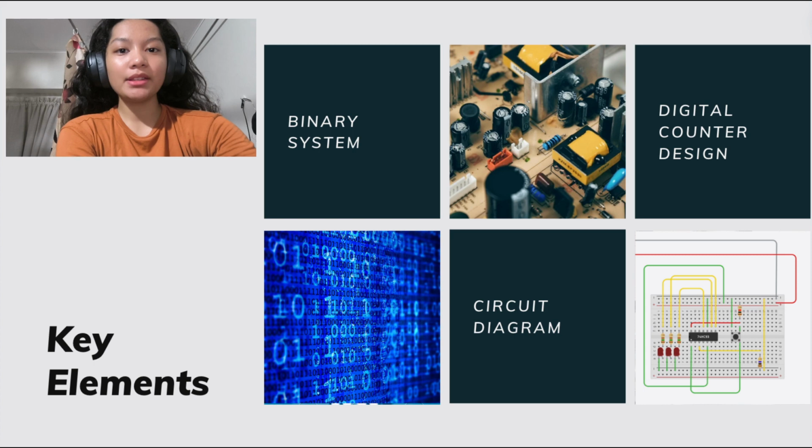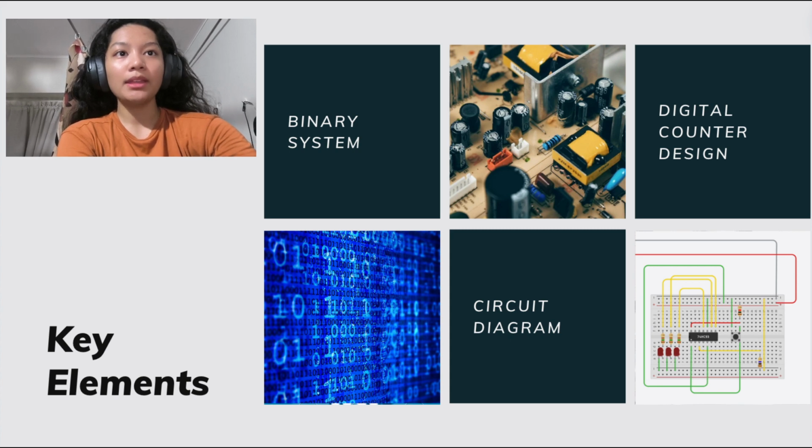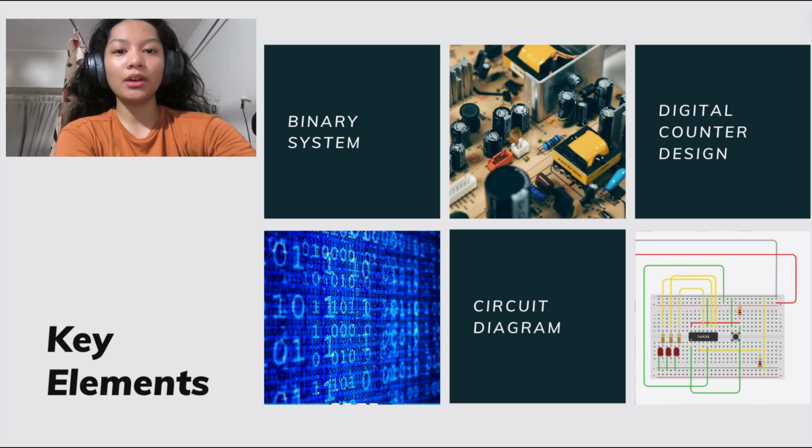The binary system is a numerical system based on two symbols, typically represented as 0 and 1. In this system, each digit's value is a power of 2, with the rightmost digit representing 2 to the power of 0, the next digit representing 2 to the power of 1, and so on. This system is fundamental to digital electronics and computing because it aligns well with the on and off states of electronic switches, making it ideal for representing and manipulating digital data.